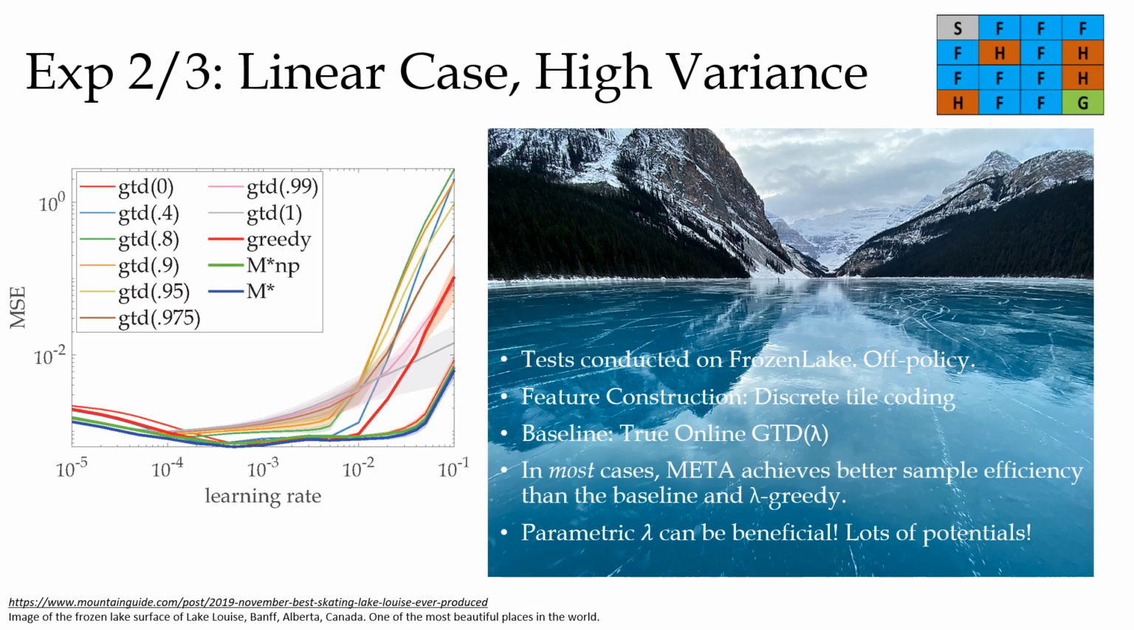Additionally, since the state feature constructions for the value learner and the parametric lambda do not necessarily have to be the same, we used one-hot encoding on the parametric lambda to get a non-parametric version, which corresponds to the legend M star NP. As we can see from the U-shaped curves, parametrizing lambda brings performance gains, and this says that the parametric lambda could be very beneficial as it utilizes the power of generalization. This also means we can make lambda a neural net to unleash more potential in the setting.